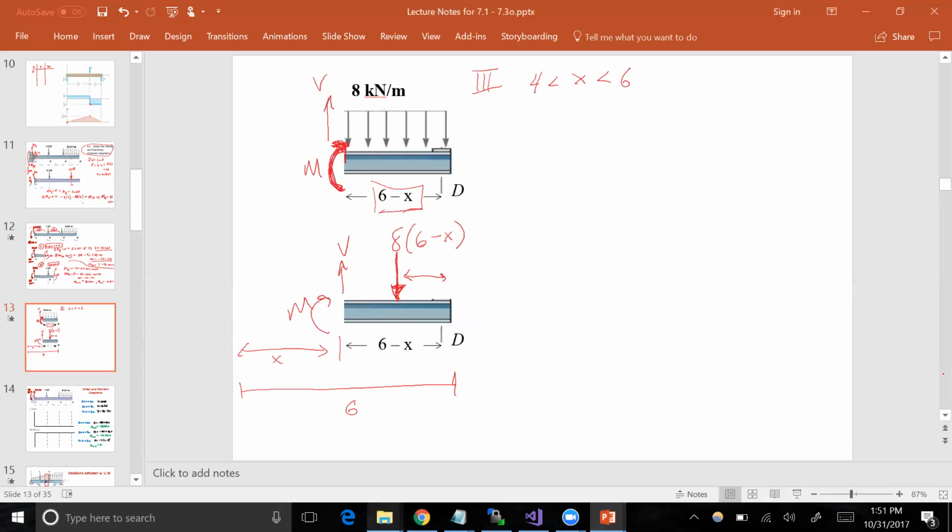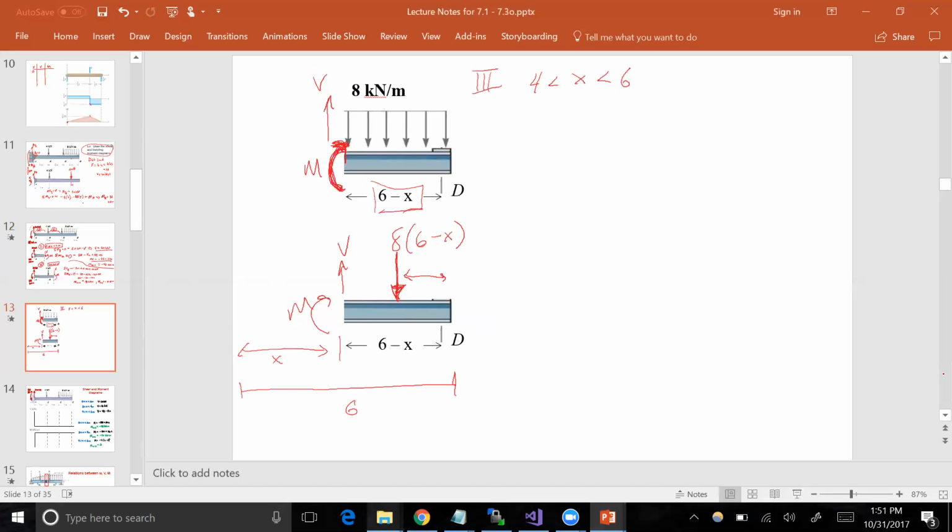Right? Because we're always referencing x to the left side of the beam. The beam is length 6. So that means that right section has a length of 6 minus x. Okay, right? So how far is it from that load, though, where we simplify the load?